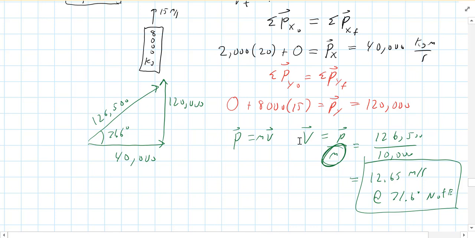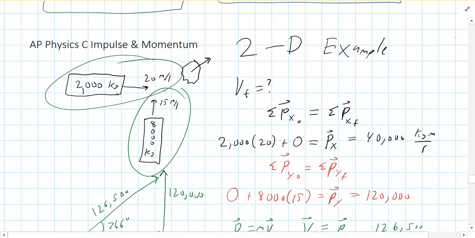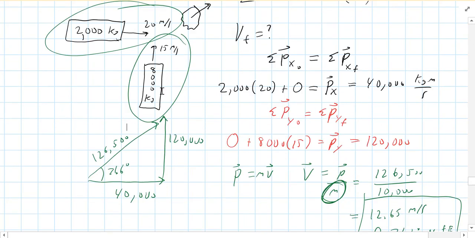Now, other things you might be asked to calculate would be, because it's an inelastic collision, they're sticking together, you might be asked to calculate how much energy was lost in the collision. So that would actually be pretty easy. You would find the energy before, which would be the kinetic energy of this guy, which would be 1/2 m times 20 squared, plus the kinetic energy of this guy before, which would be 1/2 times 8,000 times 15 squared. You get a number. That'd be your total kinetic energy before the collision.